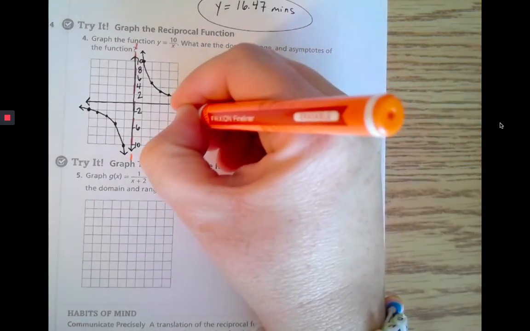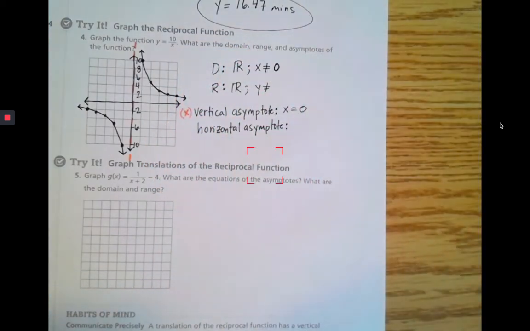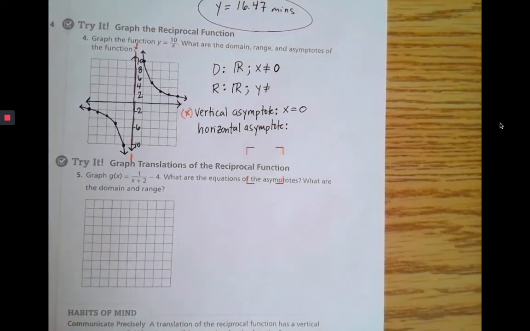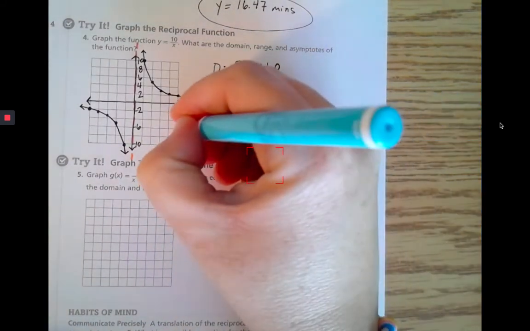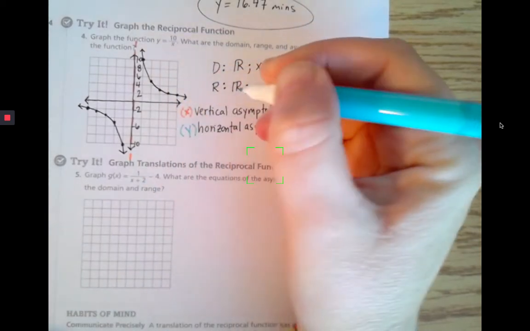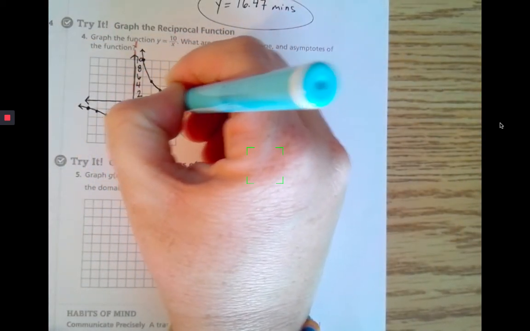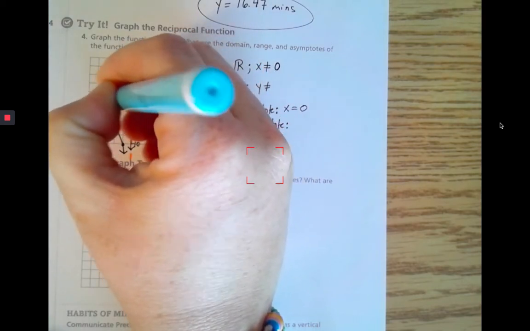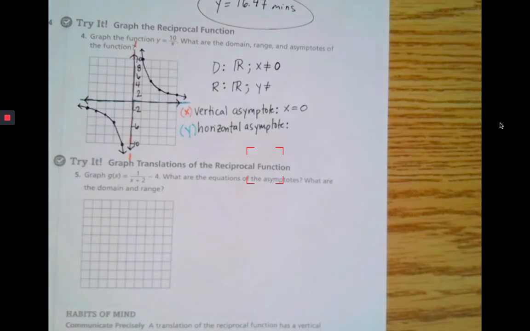This is your x value. Your vertical asymptote is your x value. And your horizontal asymptote is going to be y is equal to something. Well, it's actually getting close to this point right here, but it's never going to touch it. And that is y is equal to 0.